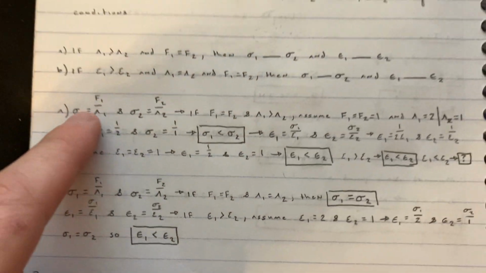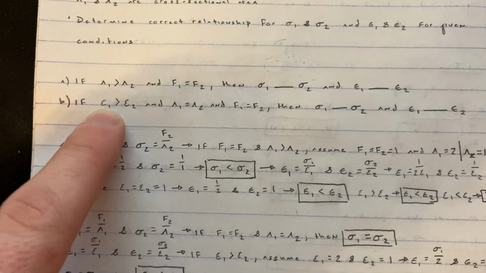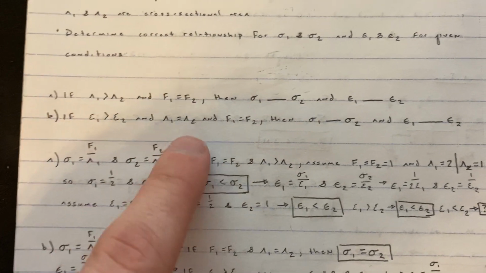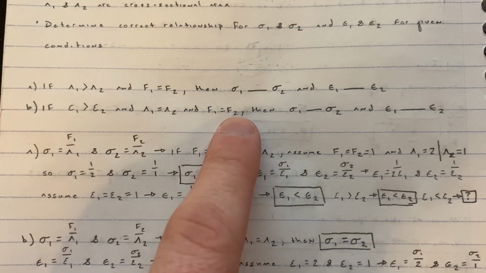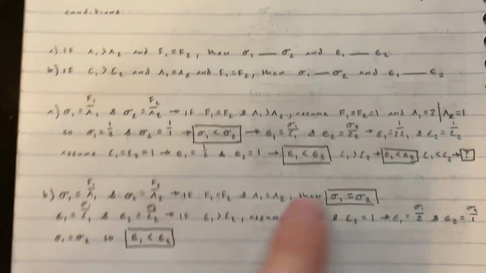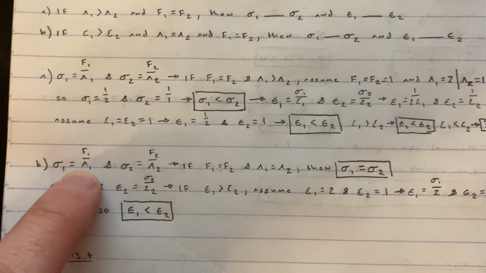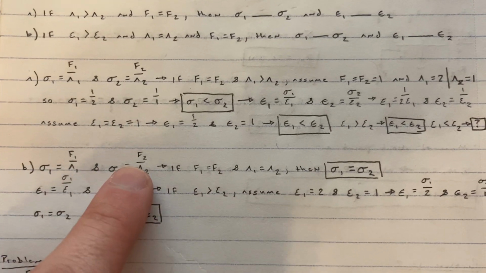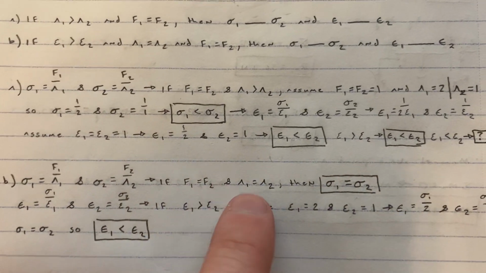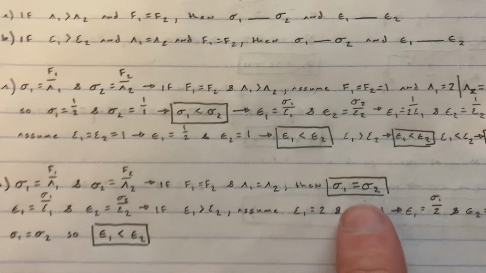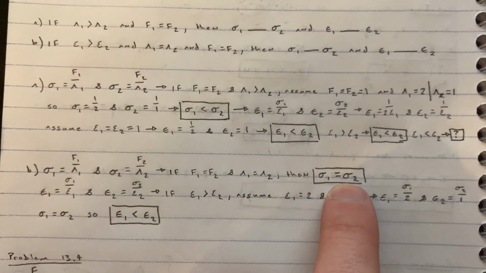For the second problem, it asks E1 is greater than E2, and then the forces and areas are the same. So what's the relationship between stress and strain of these two materials? So I wrote out the same equation, stress is equal to force over area for both materials. So if F1 is equal to F2 and A1 is equal to A2, then these are going to be the exact same value. So stress 1 is equal to stress 2.